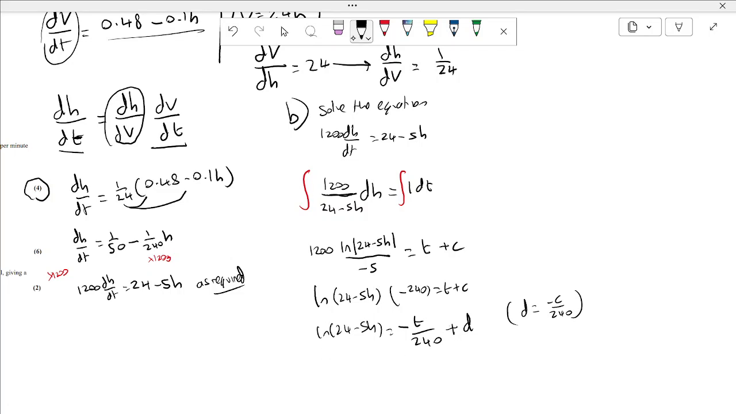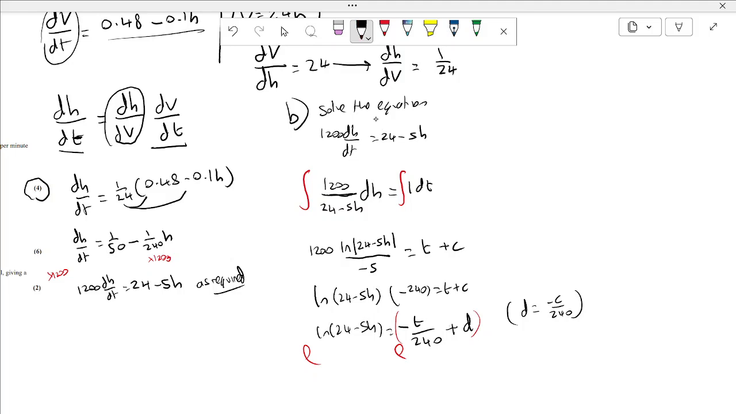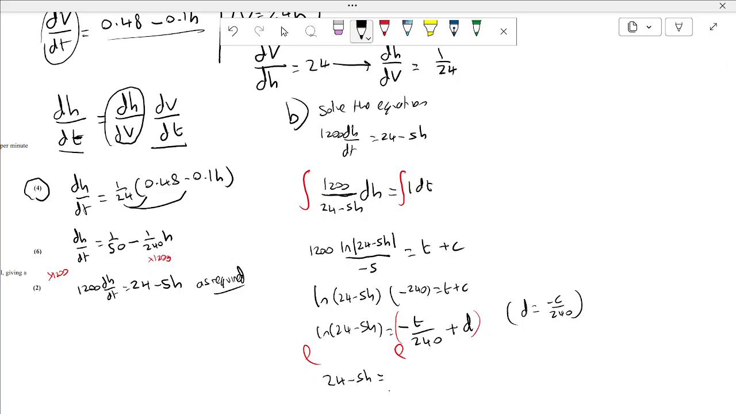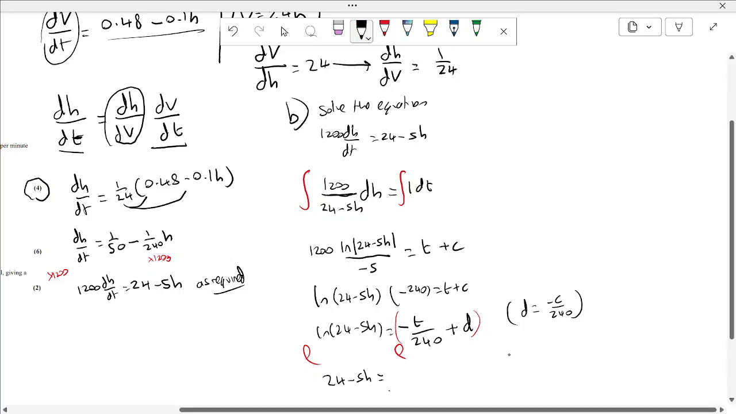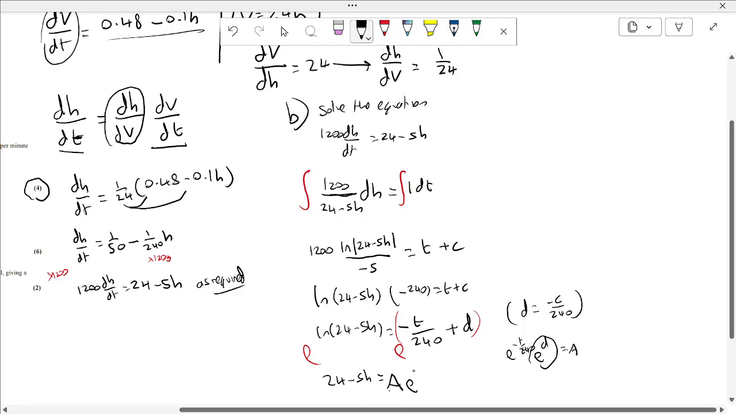Okay. Exponentiate both sides to get rid of that ln on the left. So I get 24 minus 5h is equal to, now last trick from last time as well, e to the minus t over 240 plus d is the same as e to the minus t over 240 times e to the d, using index laws, and then e to the d is just going to be some constant. I'll call it a. So I get a e to the negative t over 240.